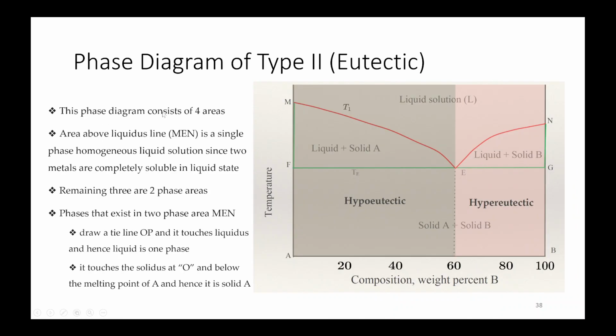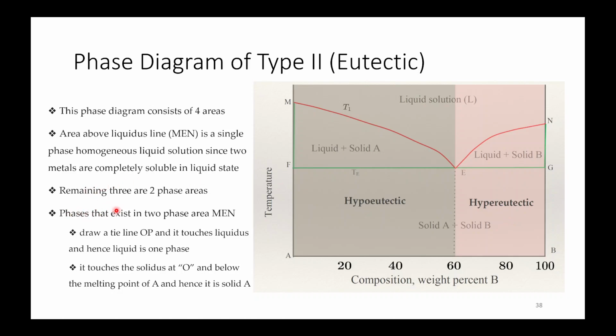Now this phase diagram consists of 4 areas. So above the liquidus, this is your liquid solution, and below this you have different regions. You have liquid plus solid B, liquid plus solid A, this hypoeutectic region, and at composition E, this is your eutectic composition, and after this it is your hypereutectic type of composition.